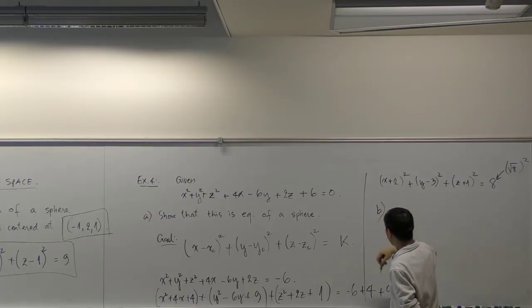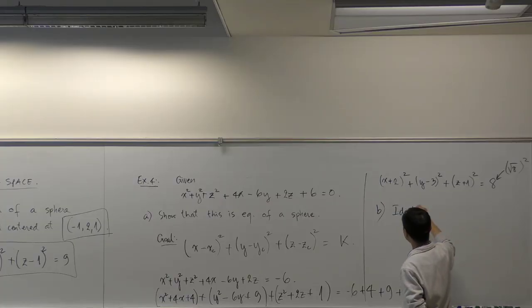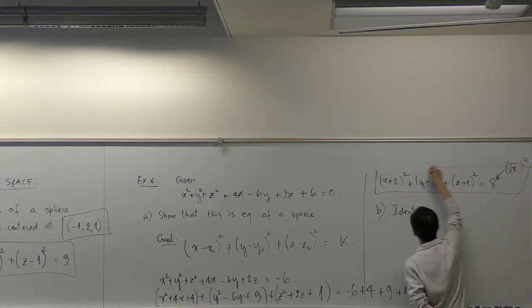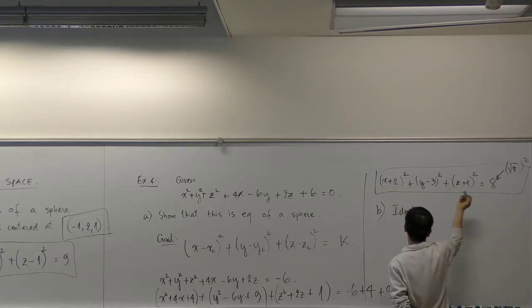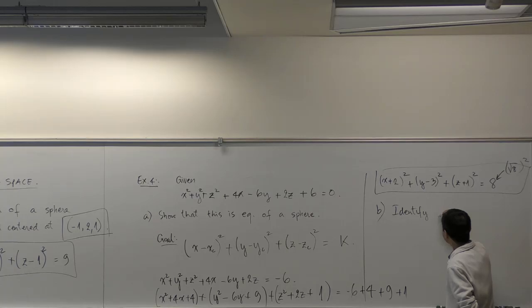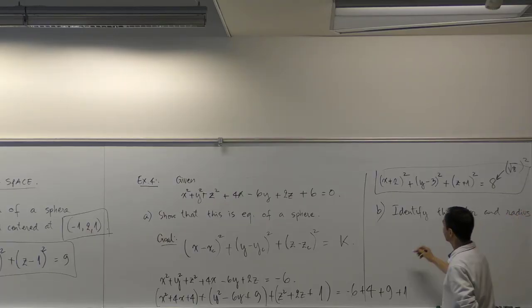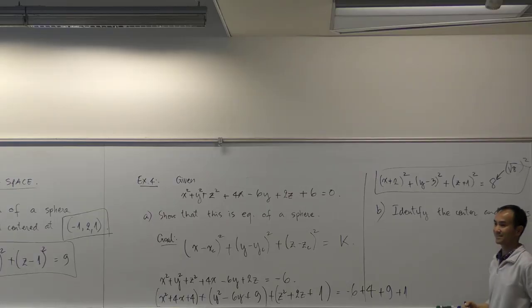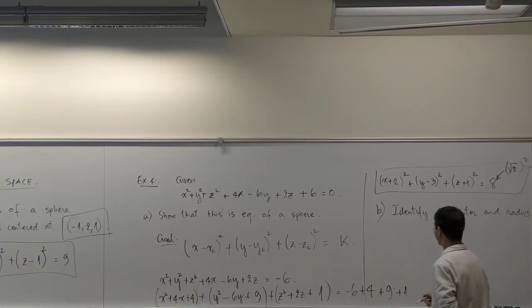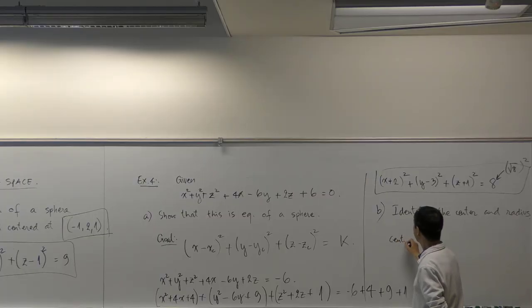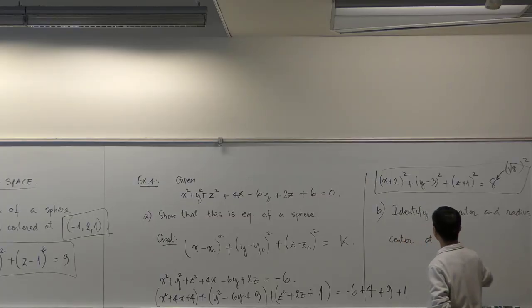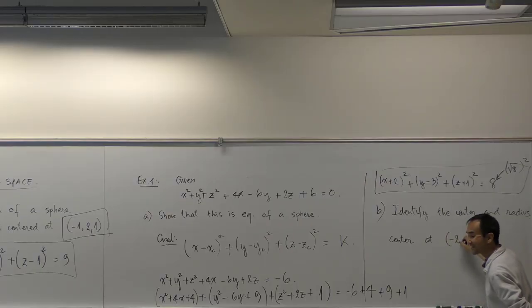So part B of this example: identify right from that equation that you have arrived at the center and radius. That should be easy enough, right? The center here: that point, but minus 2, agree? 3 positive with negative 1. So you've got the coordinates for the center.